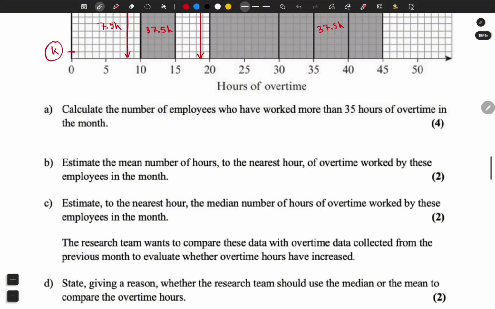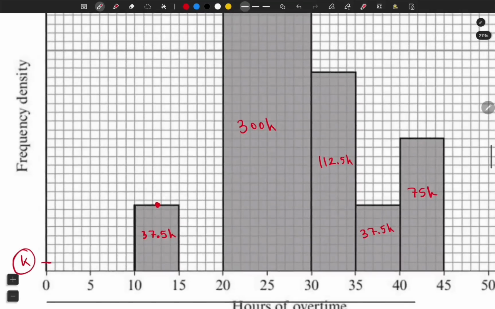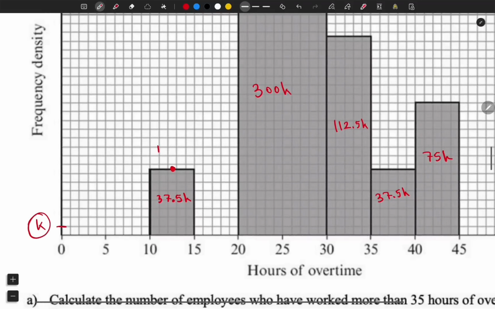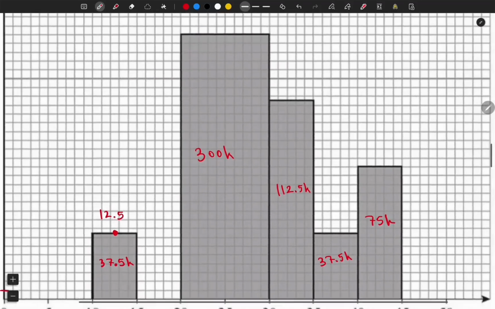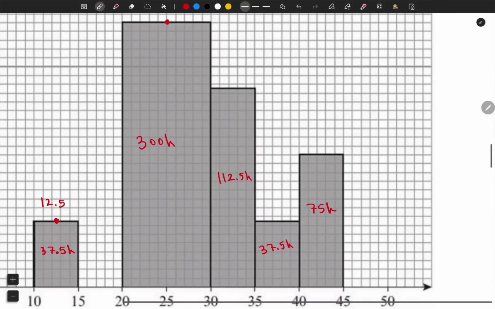Now for the second part, we need to estimate the mean number of hours to the nearest hour of overtime worked by these employees in the month. So in order to calculate the mean value, we need to take the midpoint of the class. So in this case, the midpoint of this class is 12.5, and the midpoint of this class is 25. And the midpoint of this class will be 32.5. And the midpoint of this class will be 37.5. And the last one will be 42.5.